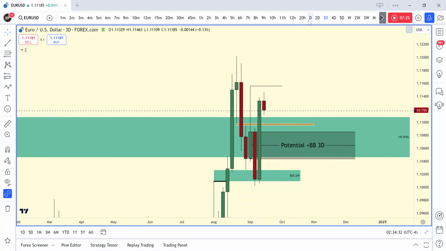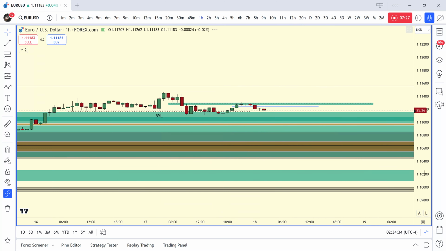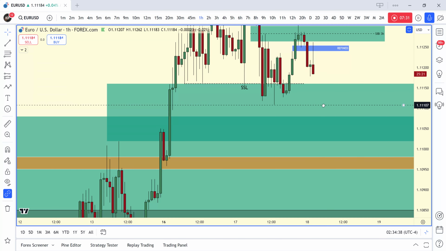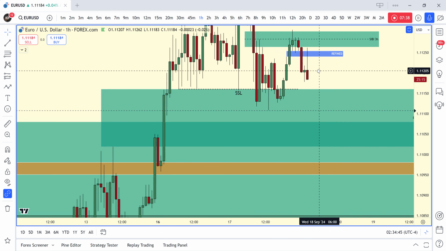PD array. Okay, so we go down, 1 hour, very nice. Let's move this down here. First target, where? I'm expecting the low to be taken. Okay, that's my target, of course.